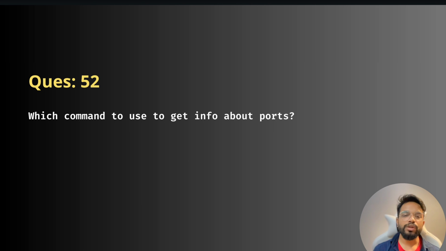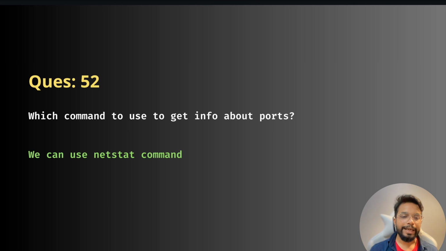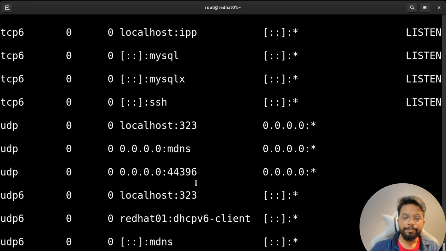Which command to use to get info about ports? We have already talked about the IP. Now let's talk about the ports. If you need to get more information about the ports, you can use the netstat command. Here you can see an example. If I just provide netstat -l, although there are a few more options, you can see some network connectivity like the TCP type of connections and some IPs and some port numbers. See localhost 323, it is listening or not.